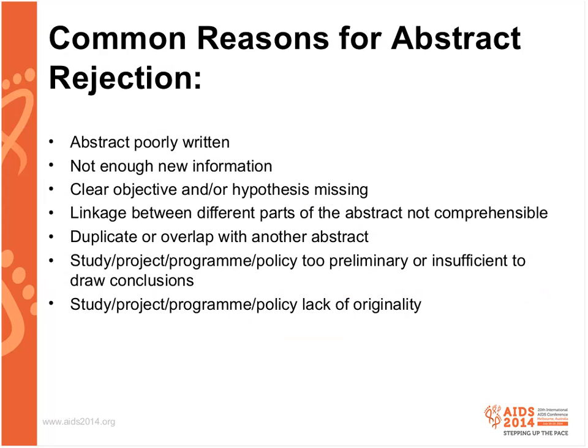Let us also give you some common reasons for abstract rejection, and this is important when you're writing your abstract. So an abstract which is poorly written, which doesn't have enough new information, where a clear objective and a hypothesis are missing, or when the linkage between the different parts of the abstract is not very comprehensible. And this would include the background, the description, the lessons learned, and the conclusions and next steps. Sometimes there is duplication or overlap with another abstract, for example, coming from the same institution. Or if the study, the project, the program, the policy is too preliminary or insufficient to draw conclusions, and if there's also a lack of originality.